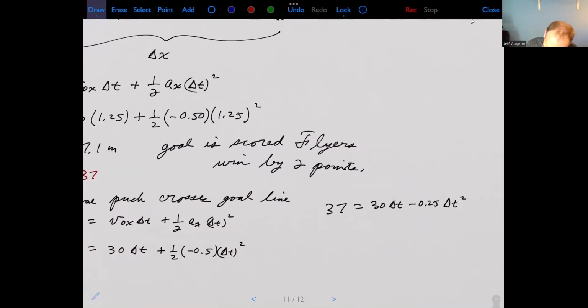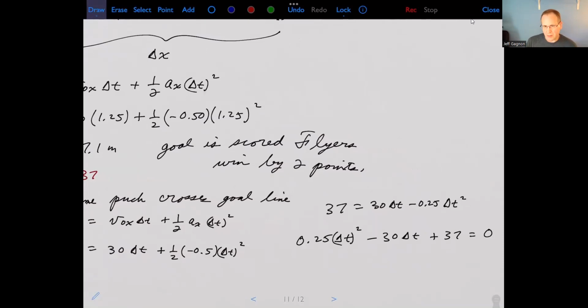Then I'm going to bring the delta t squared to the left-hand side. So I'm going to write this as 0.25 delta t squared minus 30 delta t plus 37 is equal to 0, right? So how do we solve this?